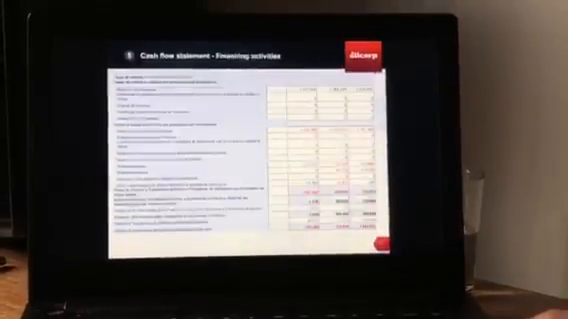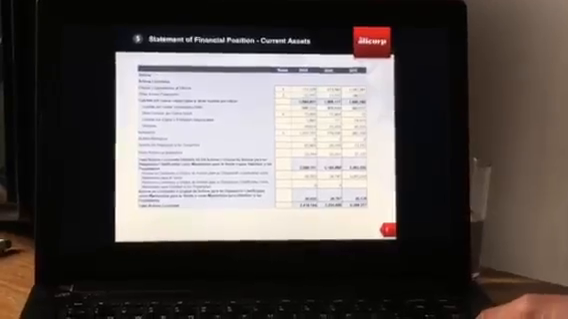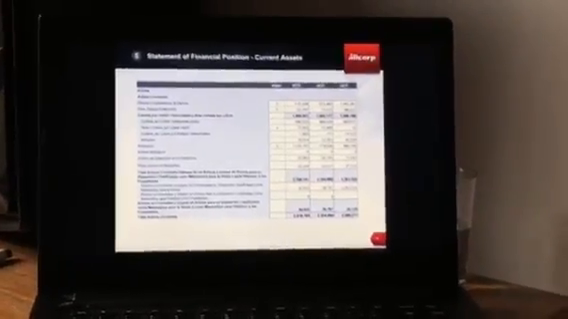And as you can see, all the transitions during the year. Now, what we're going to start analyzing is the statement of financial position. The statement of financial position is a very important financial tool which actually tells you how sustainable a company can be throughout the years.